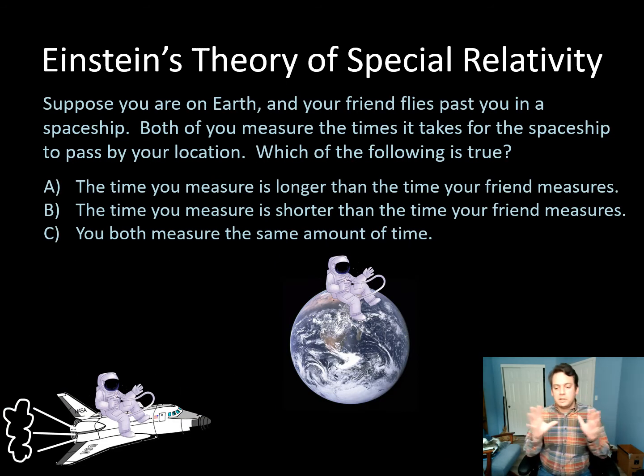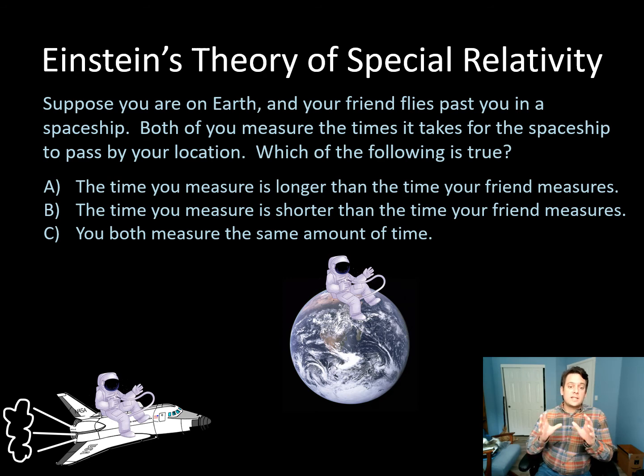So now that I've completely confused you and obliterated any sense of understanding of the world that we live in, let's look at an example or a question, another thought experiment. Let's suppose that you're sitting on Earth and you have a friend who's flying past in a spaceship, and both of you measured the time that it takes for the spaceship to pass by Earth. Which of the following is true?